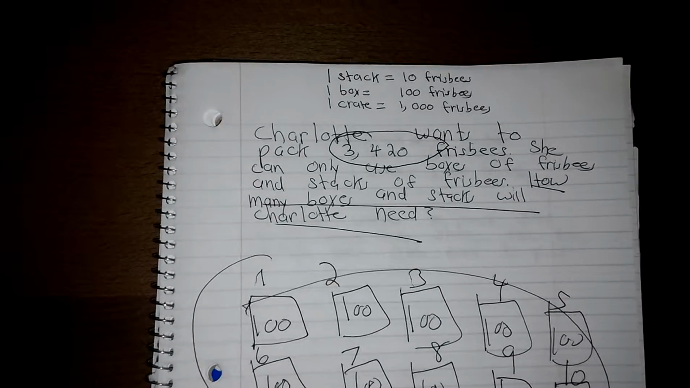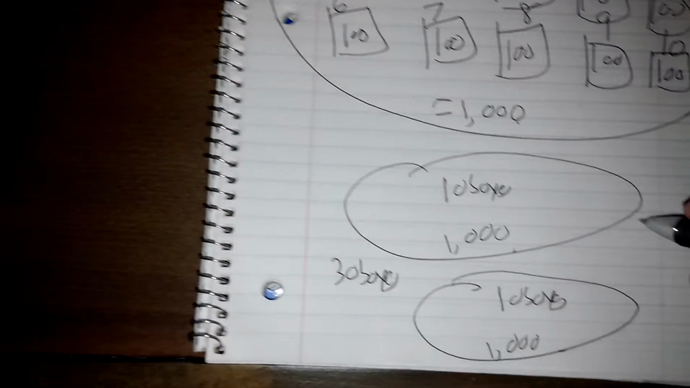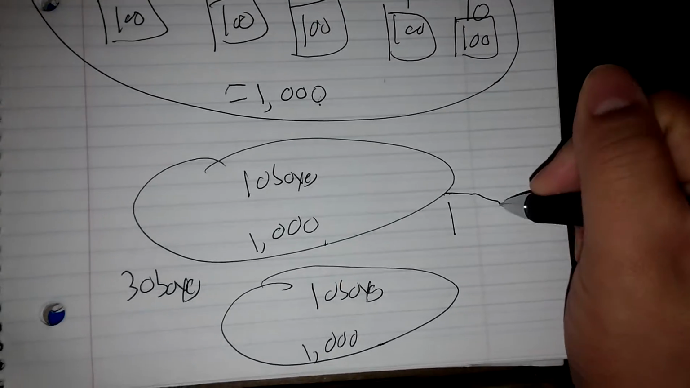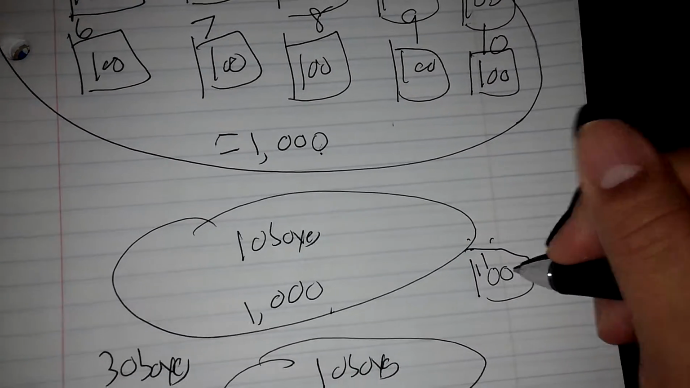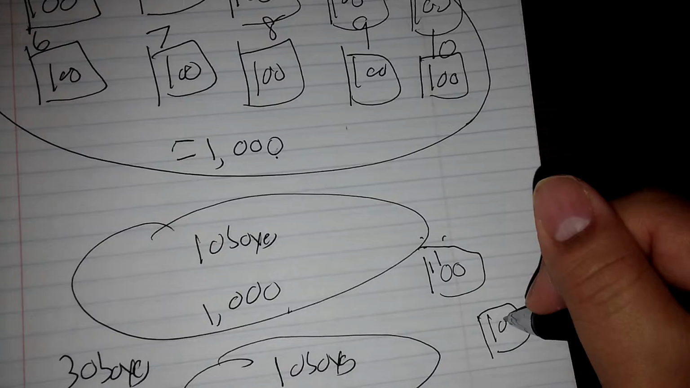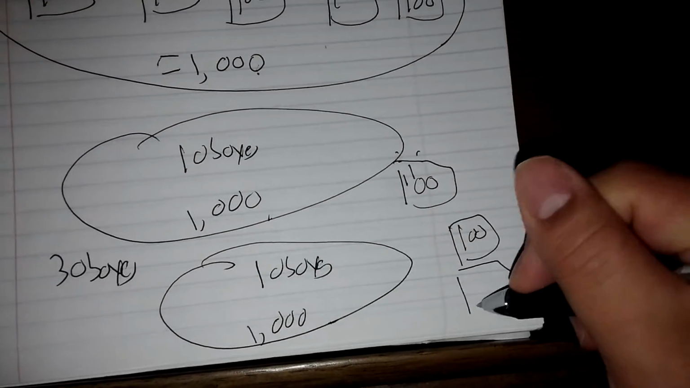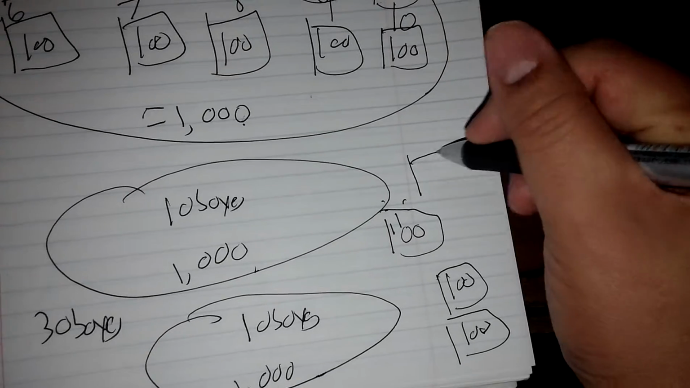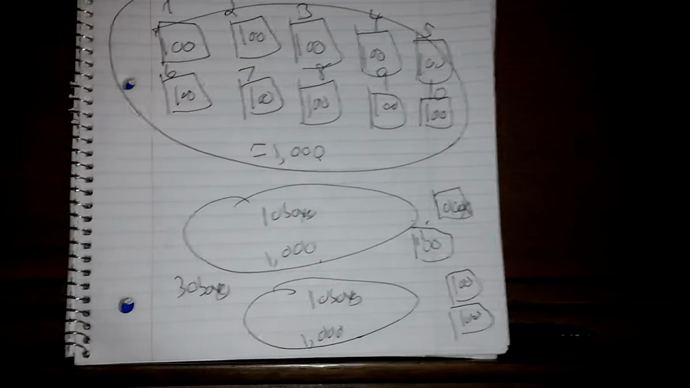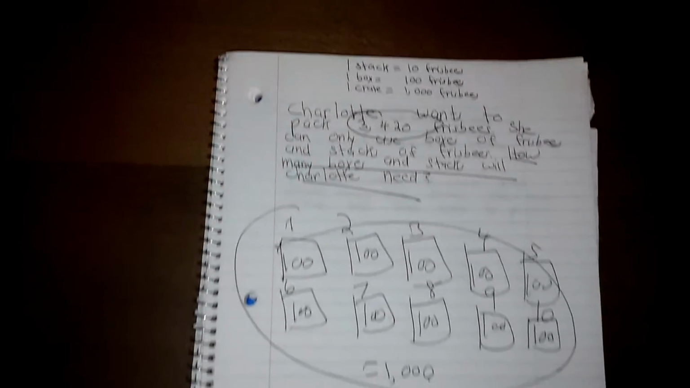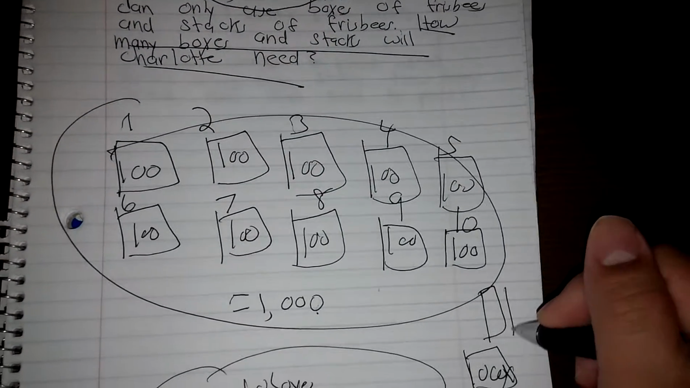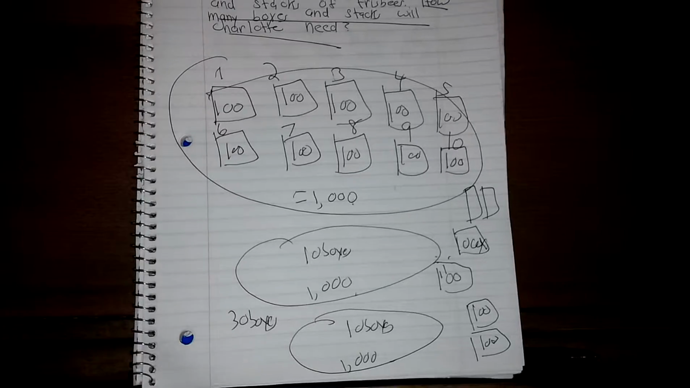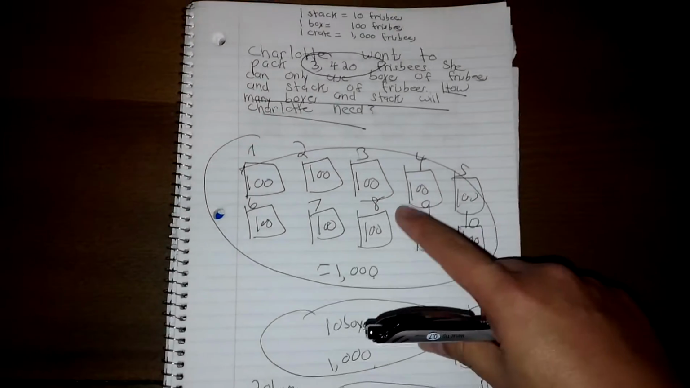The question asked, I need 3,420. So let's add some more boxes on the side. Here's another box, 3,100. There we go. This would be 3,200, and this would be 3,300. Let's add one more over here. 3,400. Oh, too many zeros there. Okay, so I have 3,400, but then I need 20. So I'm going to give myself some stacks. Here's 10 and 20. There's everything I need. Now let's count everything back up.